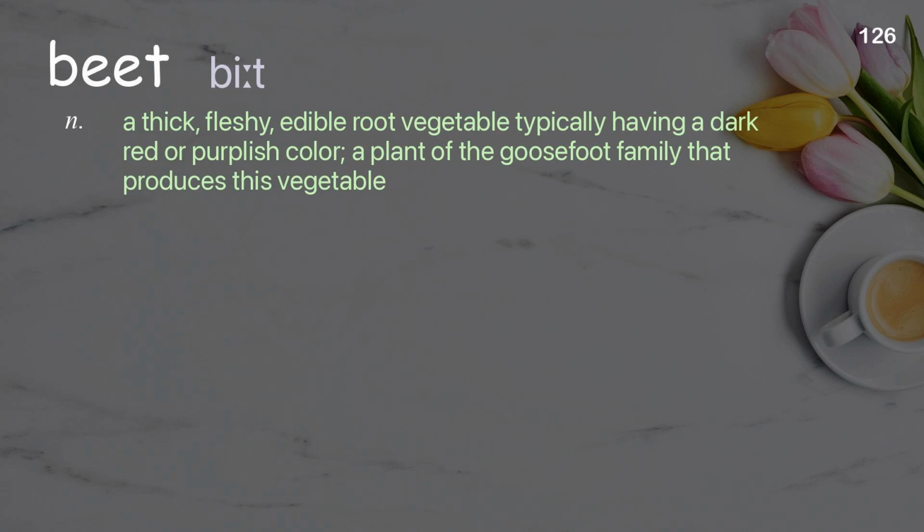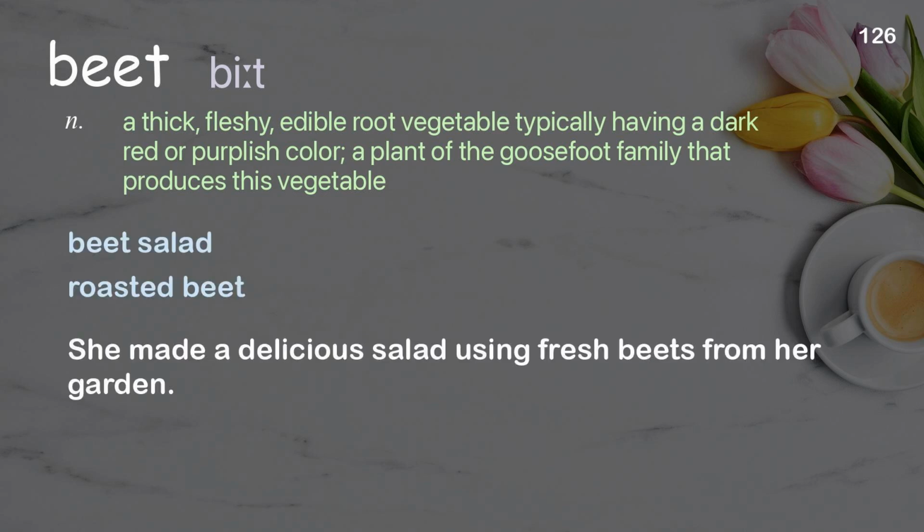Beet. A thick, fleshy, edible root vegetable, typically having a dark red or purplish color, a plant of the goosefoot family that produces this vegetable. Examples: beet salad. Roasted beet. She made a delicious salad using fresh beets from her garden.